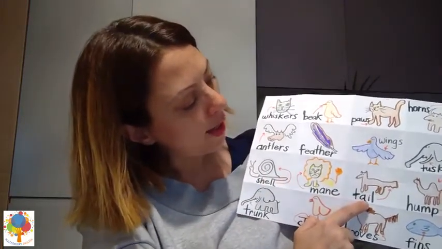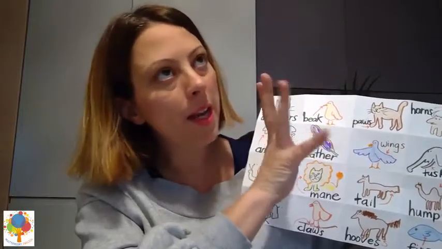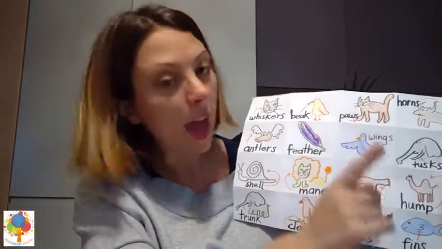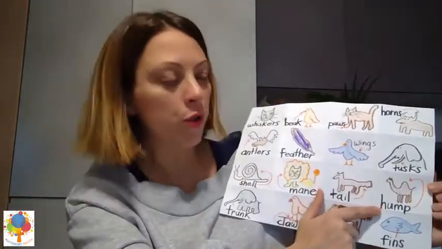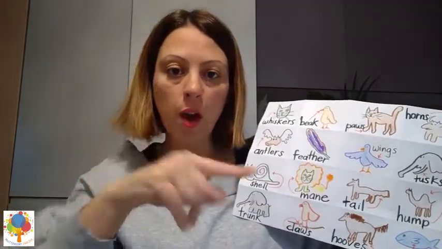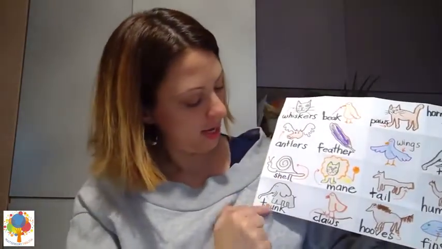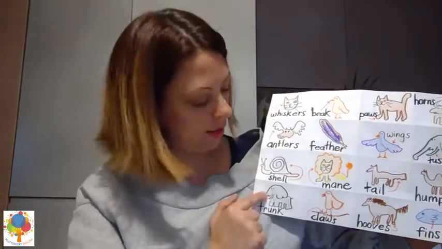This is a dog, and like dogs, horses, cats, many animals, this is a tail. Tail. Have you got a tail? No. And camels or dromedaries have got a hump or two humps. Hump. Going back to the elephant, we've got a trunk. Trunk.